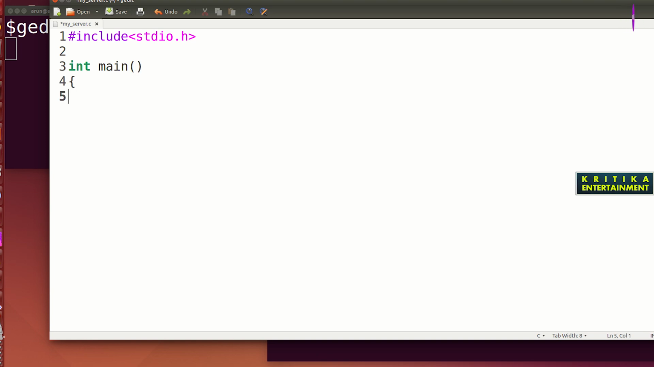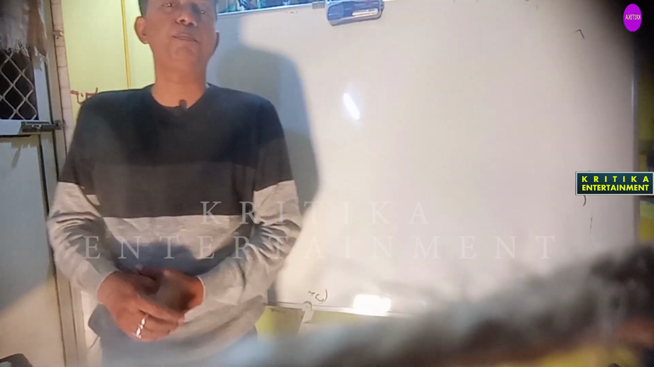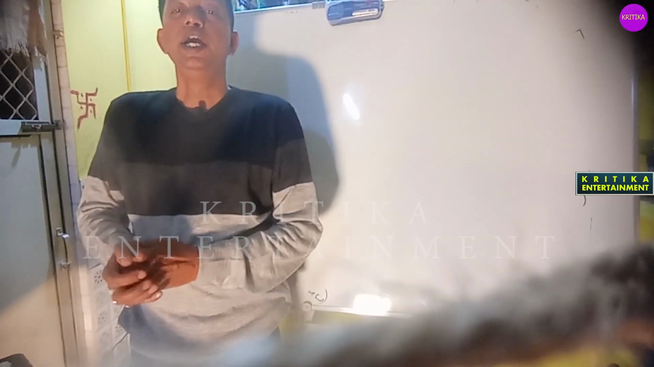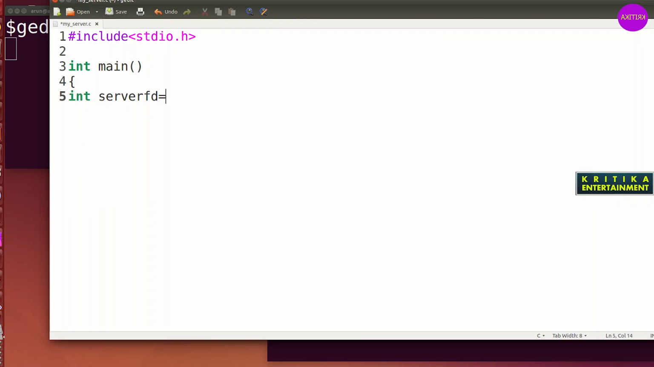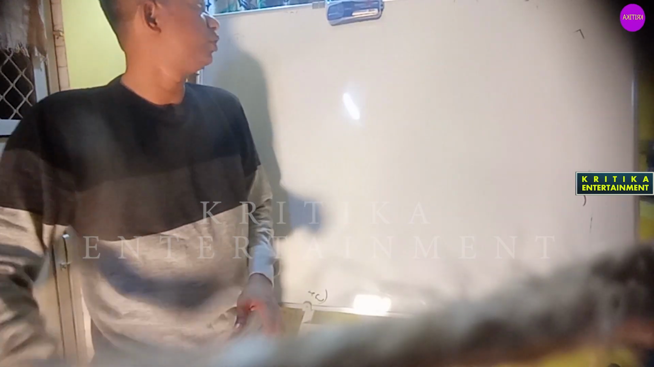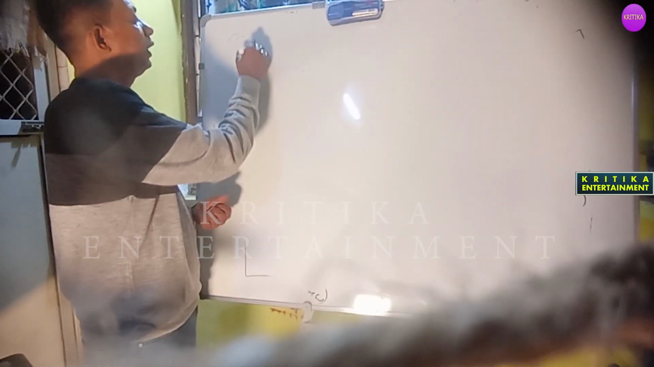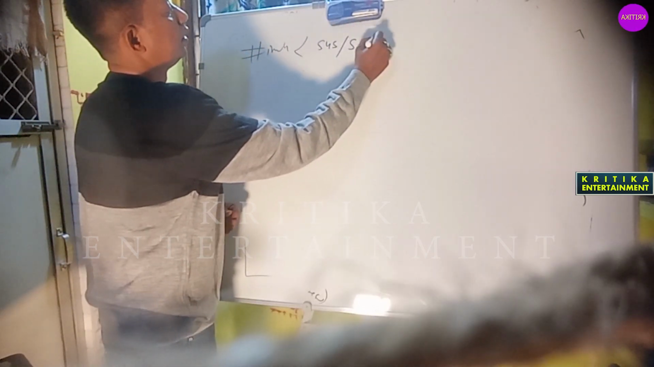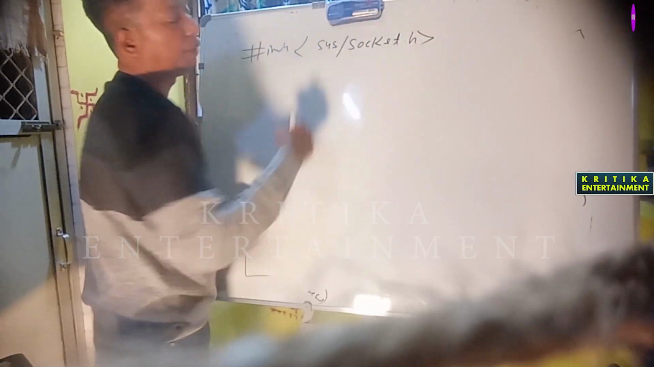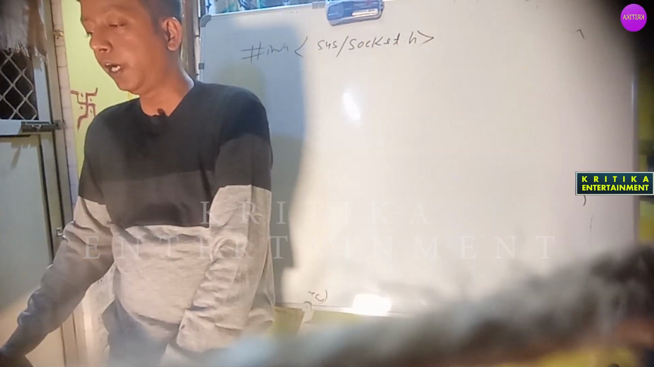Here I will declare int server FD. FD means file descriptor, that is, the server side number that will be returned from the socket. I declare server FD is equal to socket. Then for socket, which header file do you have to use? You remember, you write hash include sys socket.h header file.